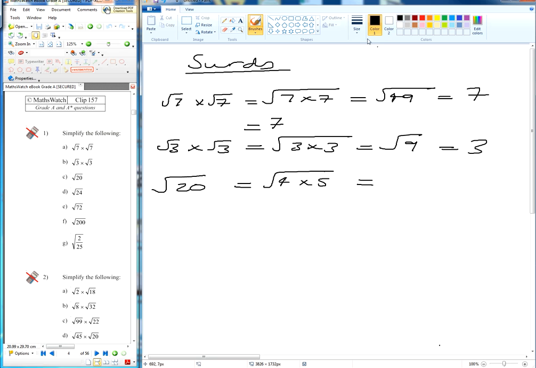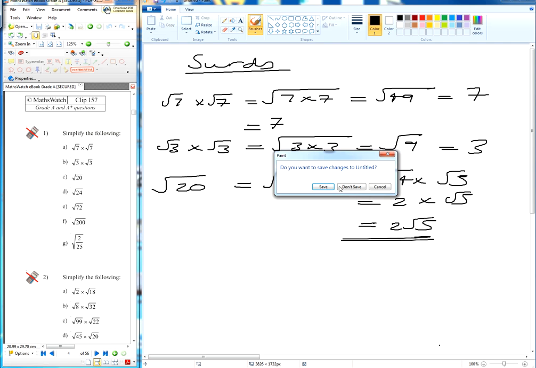Now, what do we realize about the 4? The 4 is a square number, that's right. So when you split it up into root 4 times by root 5, that will give you 2 times by root 5, which will simplify to 2 root 5. So that's root 20.